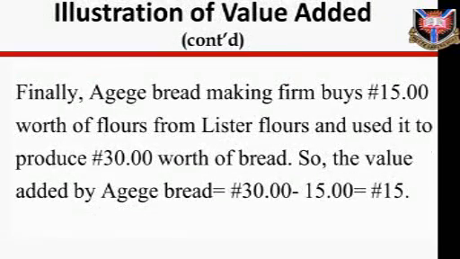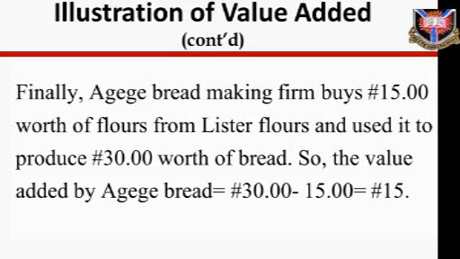Agege bread making firm. Finally, Agege bread making firm buys 15 naira worth of flour from Lister Flours and uses it to produce 30 naira worth of bread. So the value added by Agege bread making firm is the market value of its product minus the cost of input it purchased from Lister Flour Company. That is, Agege bread making firm's value added equals 30 naira minus 15 naira, which equals 15 naira.